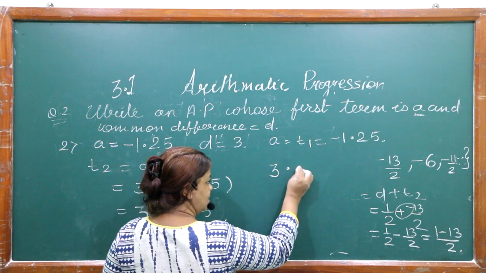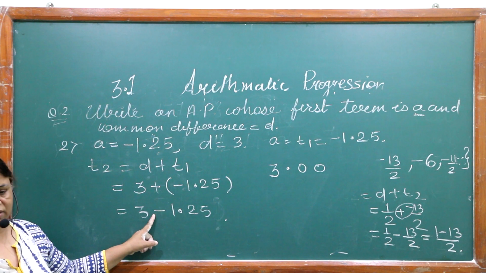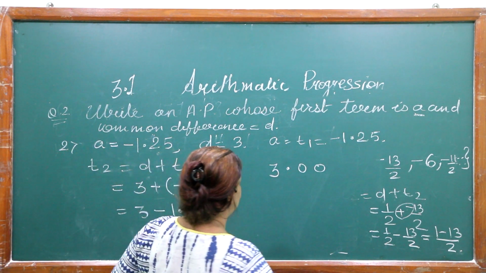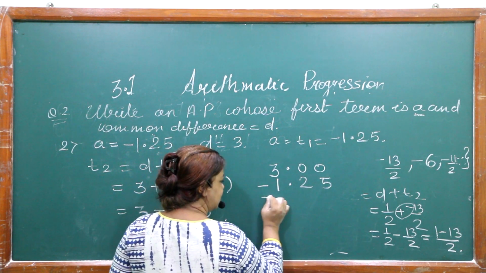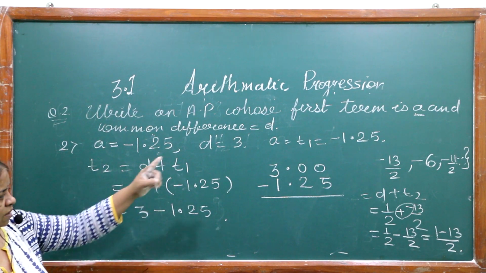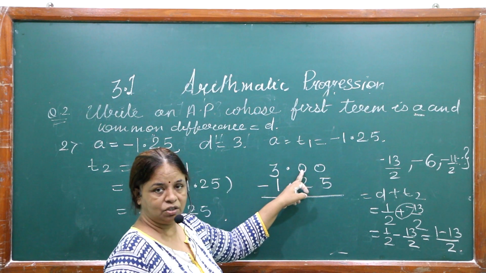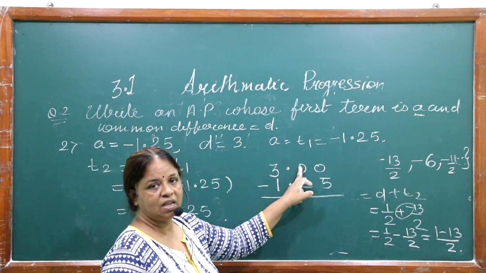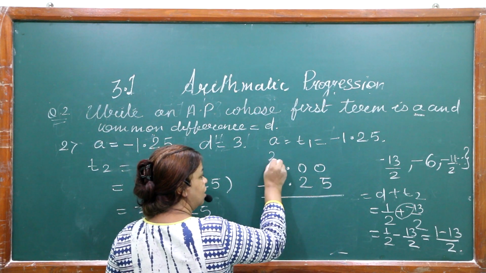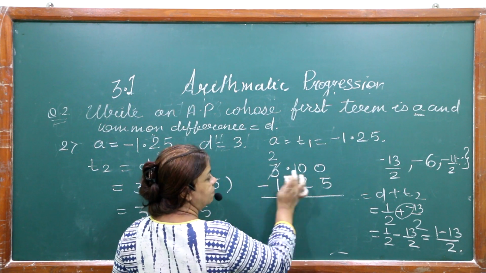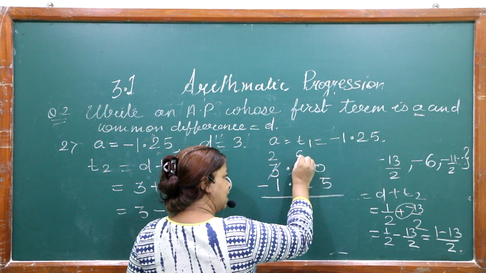So 3.00, because there is no digit after the point, this 0 is to be taken into consideration. Minus 1.25. See how to subtract it. From 0 I cannot subtract 5, therefore I will go to this number. But still again here is 0, I cannot get anything from here. I will come back to this number. Now from here I will take 1 and 2 remains here. That 1 will come here, it will become 10. Again from 10 I can borrow 1 and here left is 9.